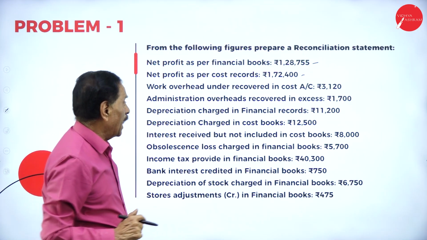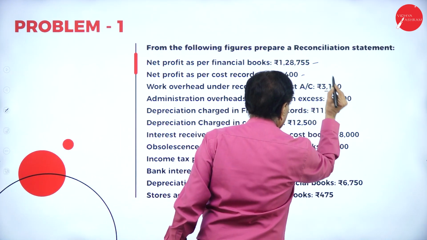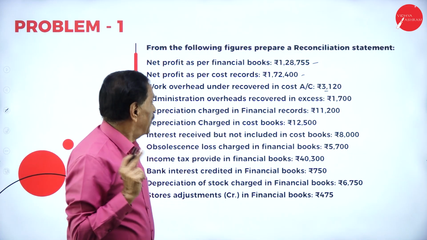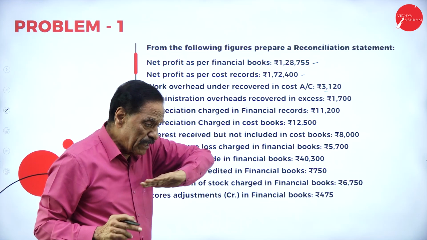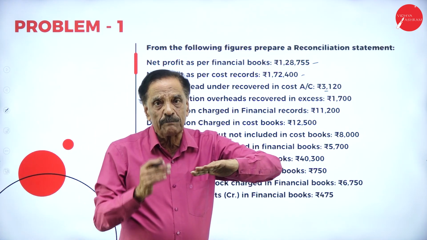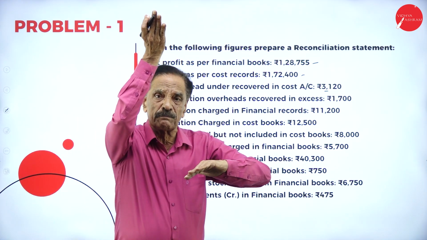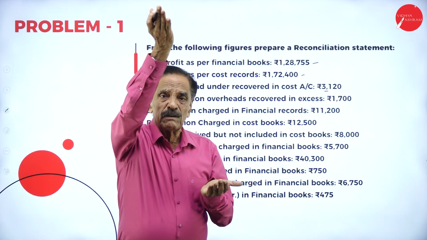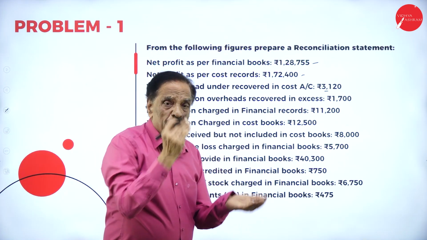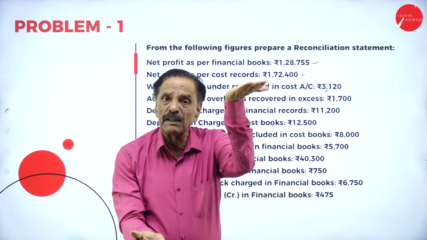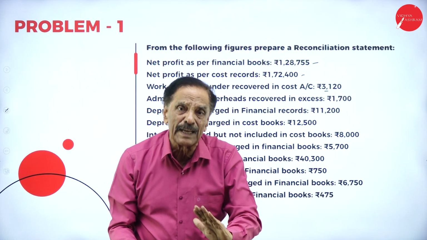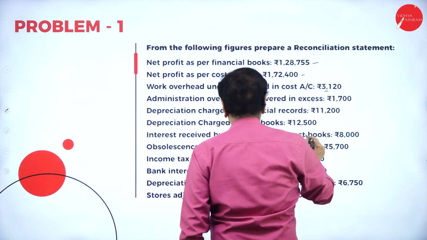Works overhead under recovered in cost account, it says. So who charges less? Works overhead under recovered in cost. When they charge low, what will happen? Profit will be more. The profit will be more in the cost account and less in the financial account. We are taking the base as the cost account. What to do? Minus. This should be minus: works overhead under recovery.